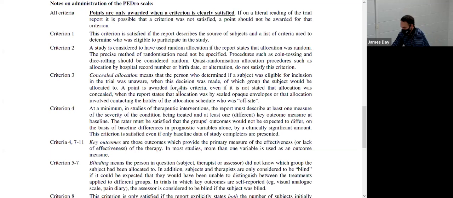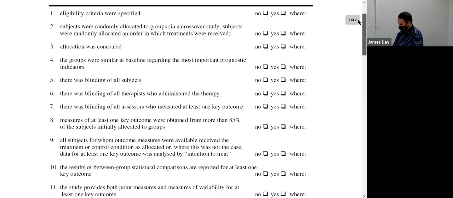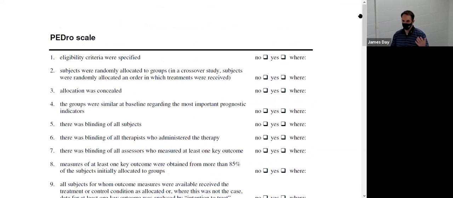A point is awarded for this criterion, even if it's not stated that the allocation was concealed, when the report states the allocation was sealed by opaque envelopes, or allocation involved contacting the holder of the allocation schedule who was offsite. So this idea that they still get a point even if they don't specifically state that, but in this case they're using some other method. Usually this is a decent one where they get the point for that, because otherwise that's pretty blatant disregard of ethical standards.